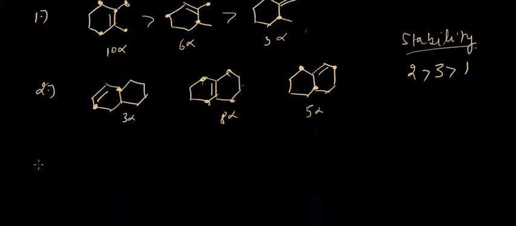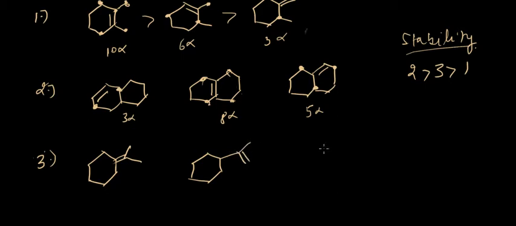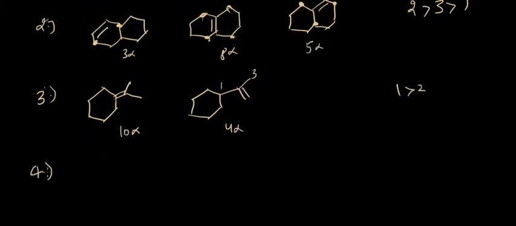Okay, so let us look at the third example. Here we have this compound and you have to compare it with this one. How many alpha hydrogens are there in this compound? 3 plus 3, 6, 6 plus 4, 10 alpha. And how many for this compound? 3 plus 1, 4 alpha. So this would be the stability order.